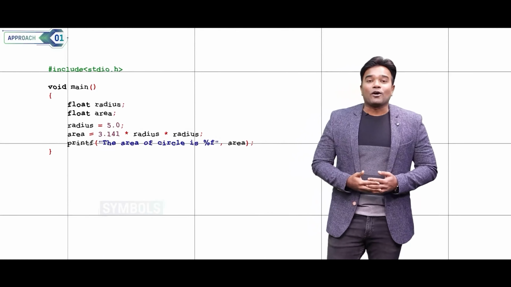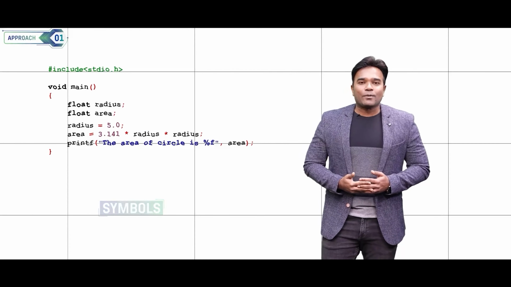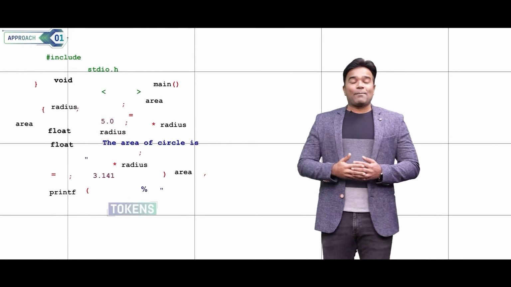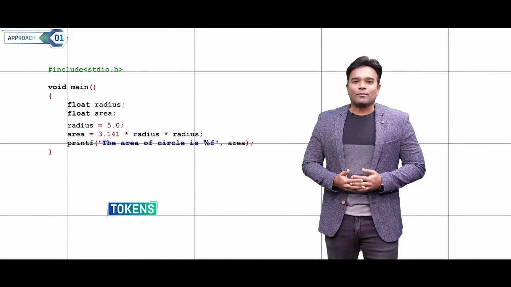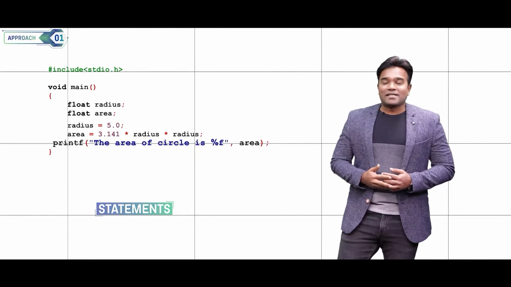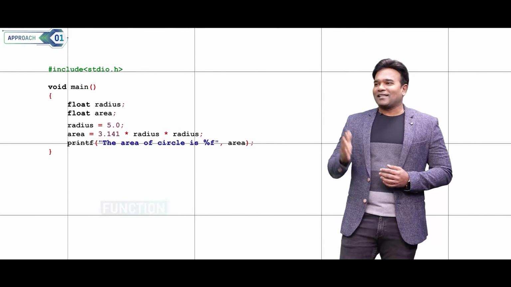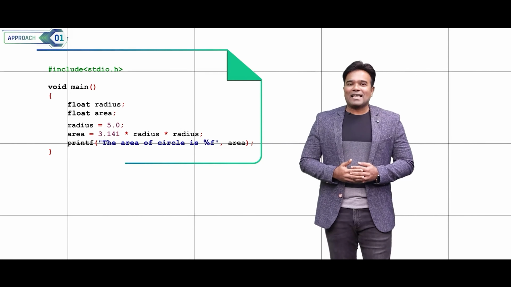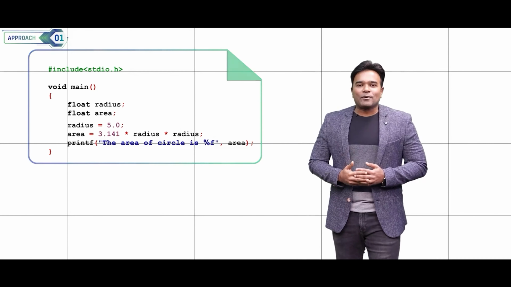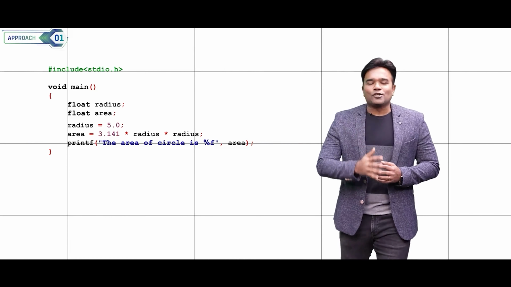But at this point in time, I am sure you've been able to understand that all of these are what we call the symbols present in the program. These happen to be the tokens present in the program. These are the statements. This is the function, and all put together, this is what we call the program. Anyway, now let me proceed and speak more about each of these elements.